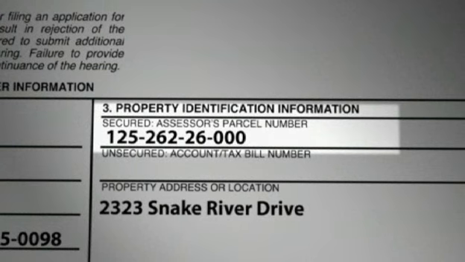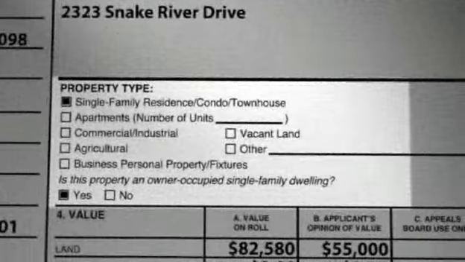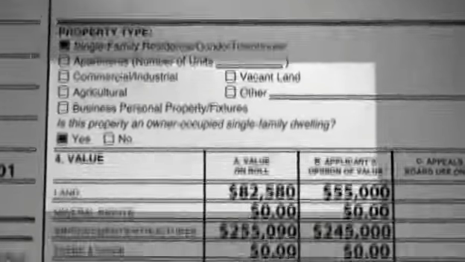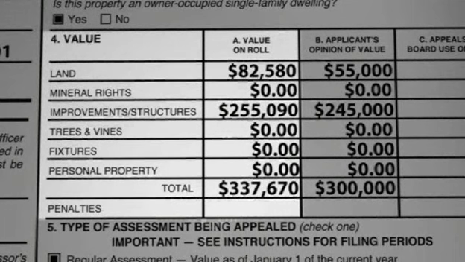It's very important that you correctly enter the assessor's parcel number and check off the type of property in Box 3 so that the county can identify the property assessment that you're challenging. Enter the assessor's roll value of your property in column A of Box 4. If you're unsure of the roll value of your property, contact the assessor's office.